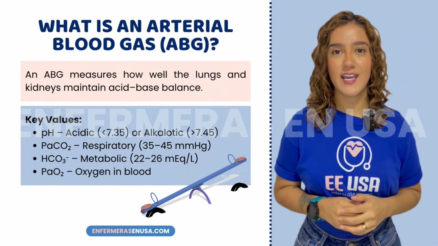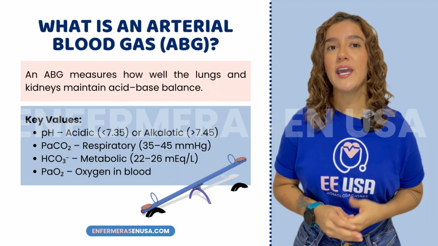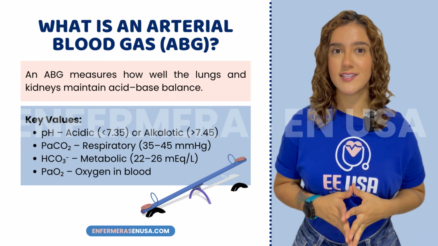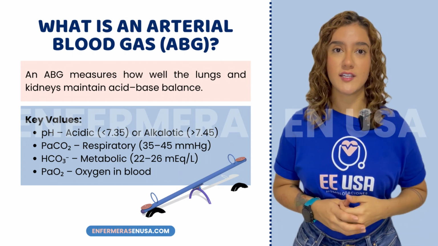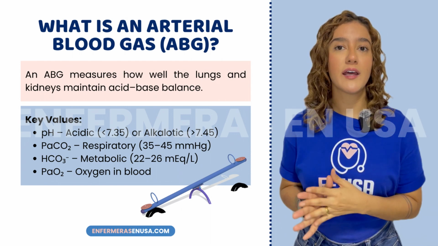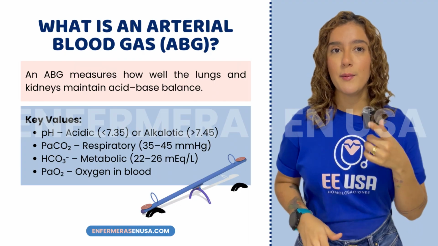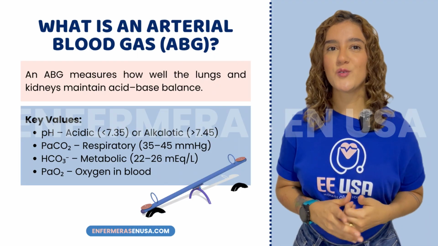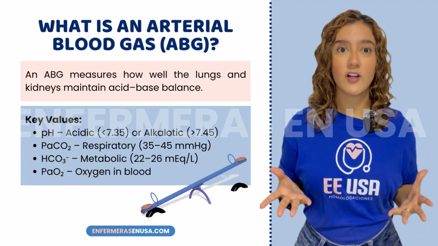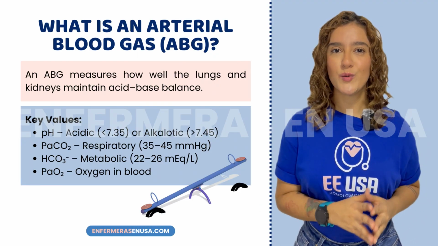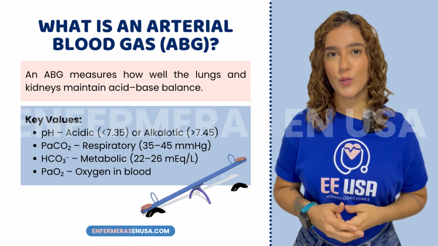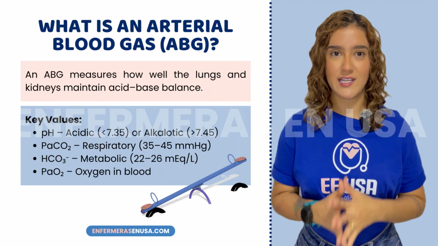Alright, first things first, an arterial blood gas, ABG, measures how well the lungs and kidneys keep the body's acid-base balance. We usually look at 5 key values. pH tells us if the blood is acidic or alkaline. PaCO2 reflects respiratory function. HCO3, the bicarbonate, reflects metabolic function. PaO2, the amount of oxygen in arterial blood. And finally, the SaO2, the oxygen saturation percentage.